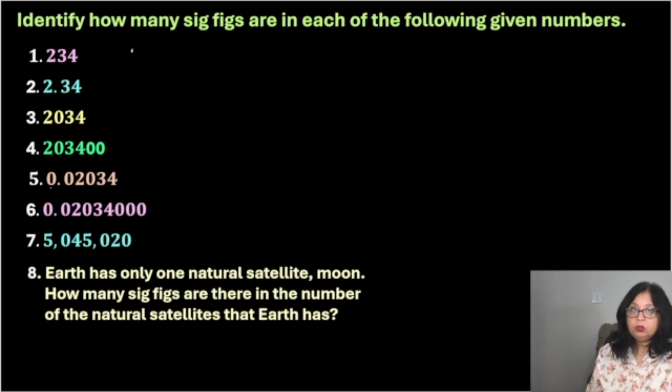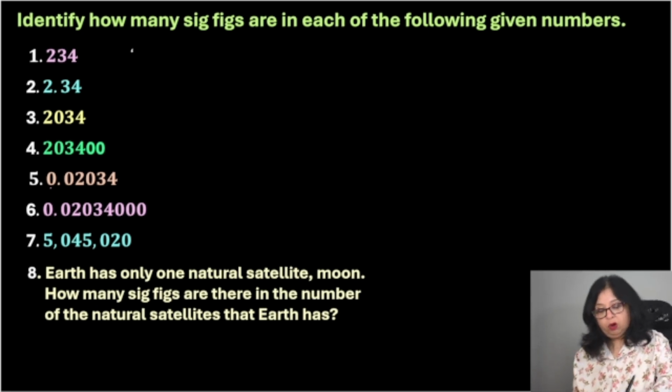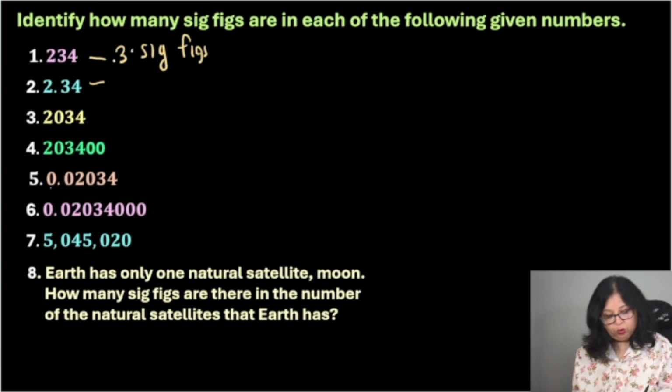Number 1, 1234. They're all non-zero digits. So there are 4 sig figs. Number 2, 2.34. Although there is a decimal, there are 3 sig figs here because there are 3 non-zero digits.